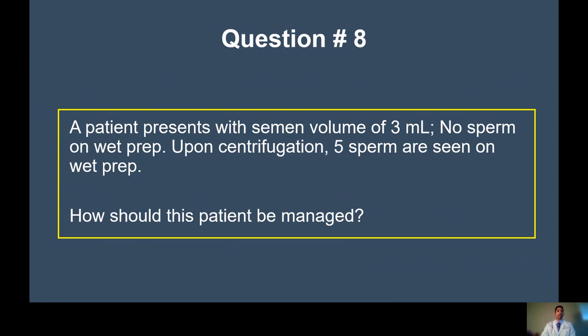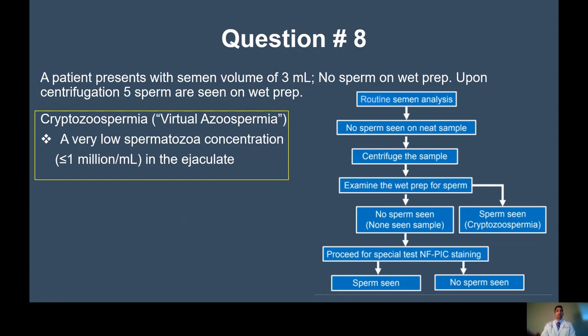Clinical question 8. So we have a patient who presents with a semen volume of 3 mLs. He has no sperm on the wet prep. Upon centrifugation, 5 sperm are seen on wet prep. How should this patient be managed? So this is what we consider cryptozoospermia, also referred to as virtual azoospermia. This is a patient with a very low spermatozoa concentration, less than 1 million in the ejaculate.